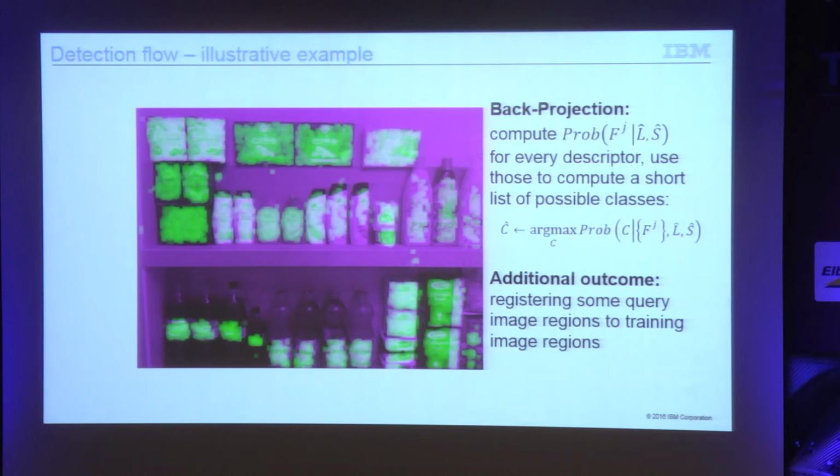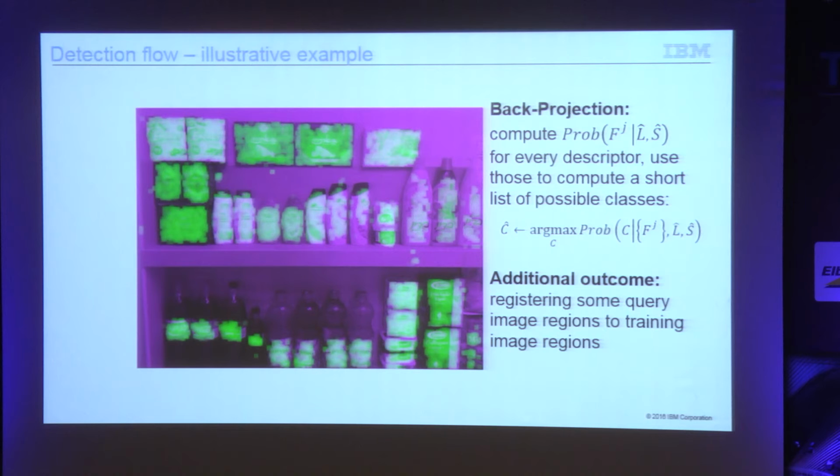Having computed the hypotheses, we can back project them onto the descriptors that we sampled, and for every descriptor, compute the amount of support it gave to every hypothesis, so essentially computing the conditional probability of the descriptor given the hypothesis that we're currently examining. And using these back-projected conditional probabilities, we can vote for the most likely class for this hypothesis, and essentially we get a posterior over the class variable.